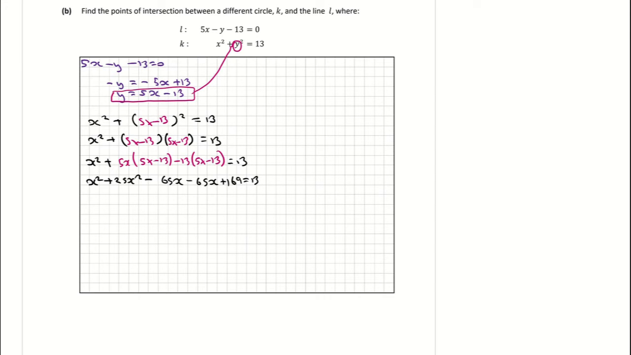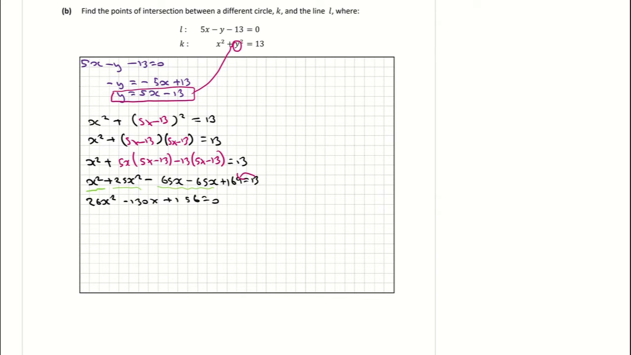I'm now going to just move that 13 over, or subtract it from both sides, and tidy up. So I have now an x squared and a 25x squared, which is making 26x squared. I have the minus 65x, which is making minus 130x. And then I have the 169 subtract the 13, which makes it plus 156 equals 0.